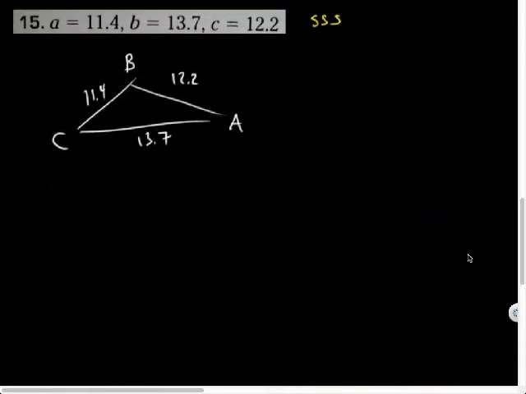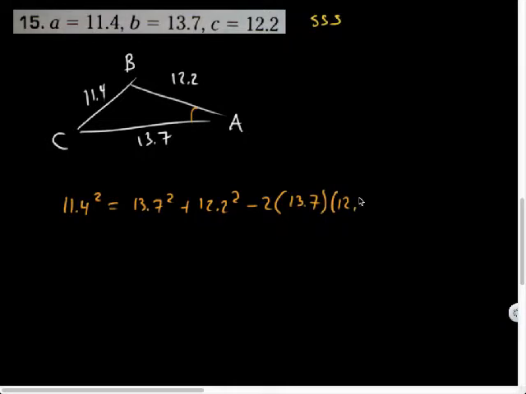So in order to do that, what should we do? Let's find the little angle A first. So I'm going to plug in A squared, so 11.4 squared, equals B squared, 13.7 squared, plus C squared, which is 12.2 squared, minus 2 times BC, so that's 13.7 and 12.2, multiplied by the cosine of angle A, my unknown in this case. This being all decimals, I'll have to use a calculator here for sure.